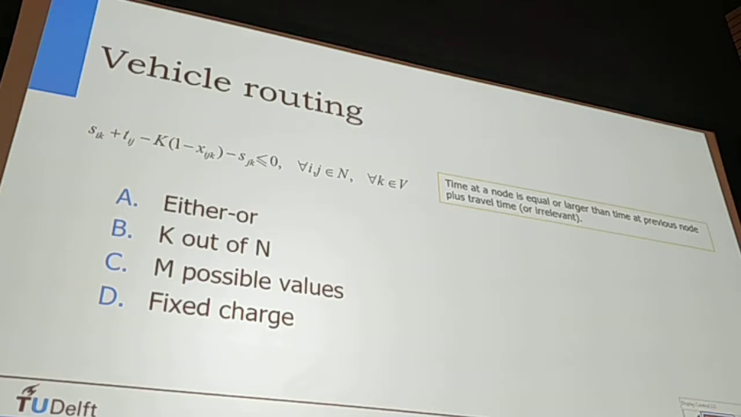So if we actually look at this constraint, which basically says that the time at the node is equal or larger than the time at the previous node plus travel time, or if xijk is 0, it becomes irrelevant because it will always fulfill this. What type of constraint is this?